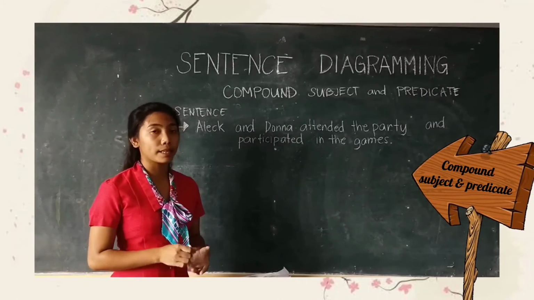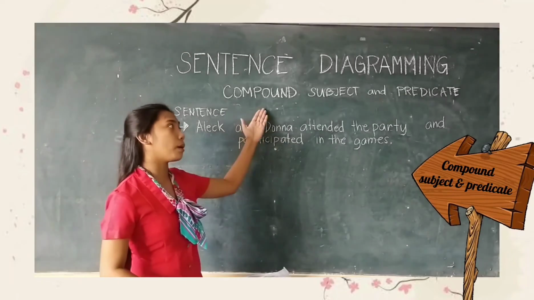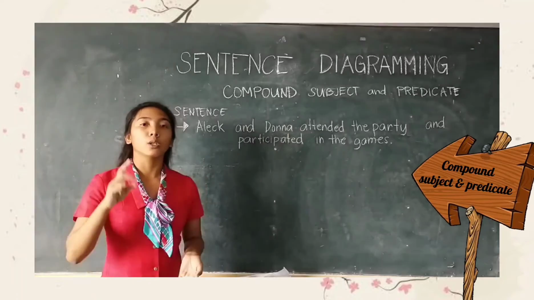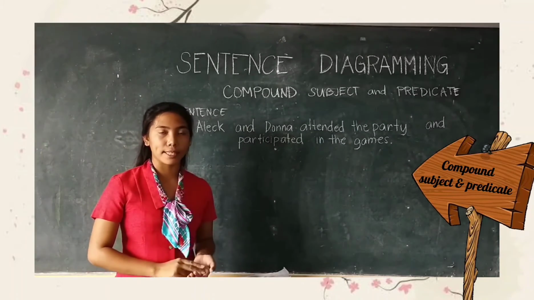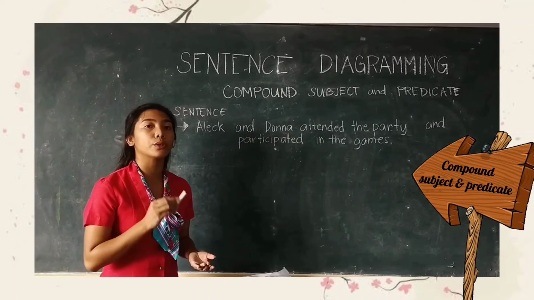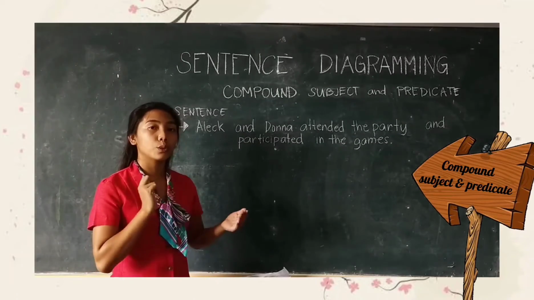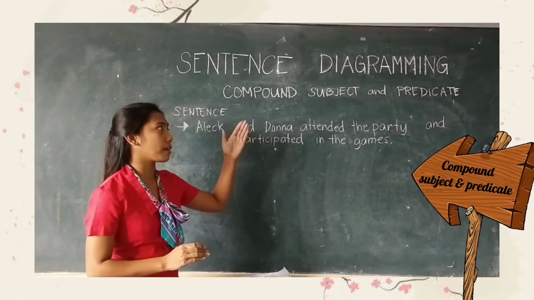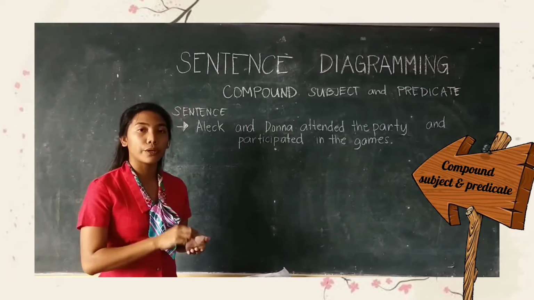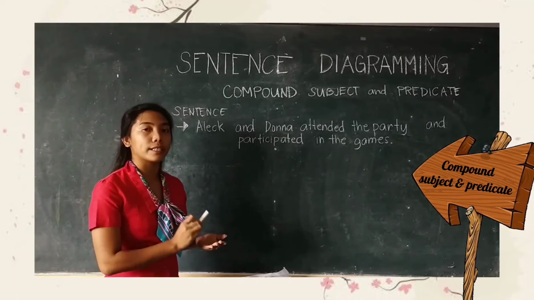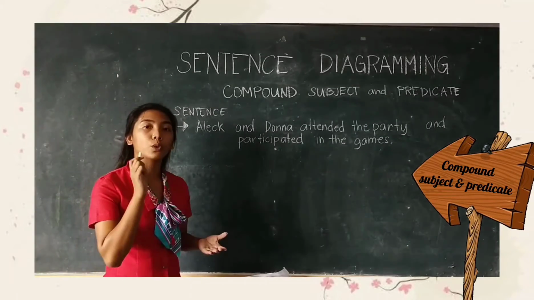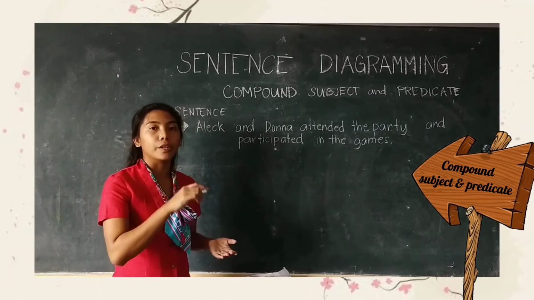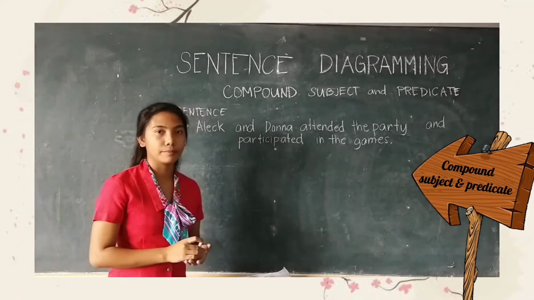One complicated element is diagramming a sentence with compound subject and compound predicate. So class, a sentence can have two subjects or two predicates. And in some instances, we will encounter sentences with both two subjects and two predicates. So in diagramming this kind of sentences, we are going to create branches. These branches are a combination of two horizontal lines which are interconnected with a dashed vertical line.